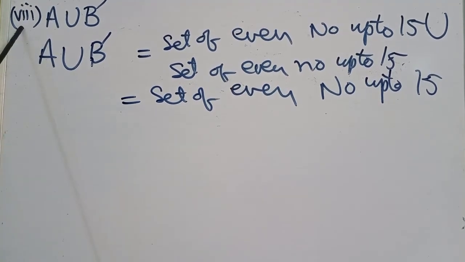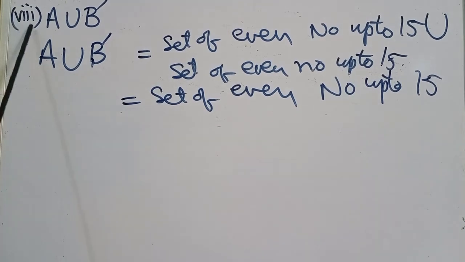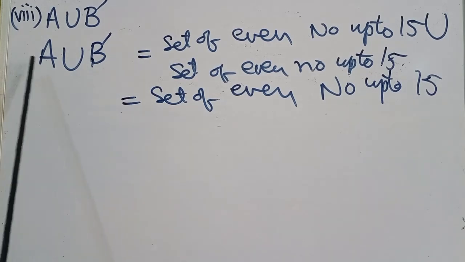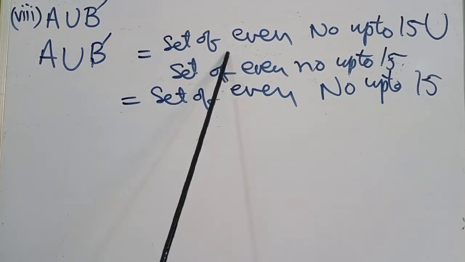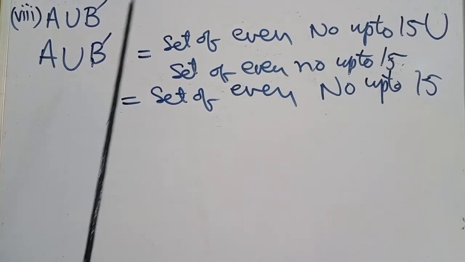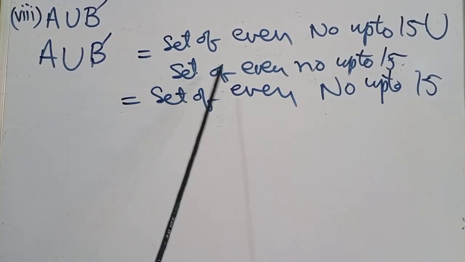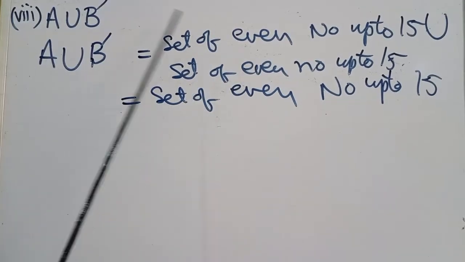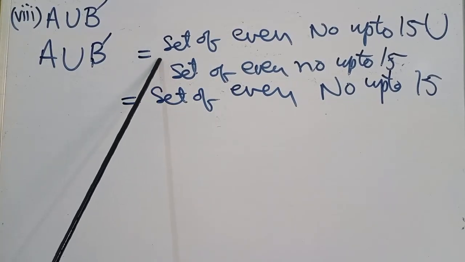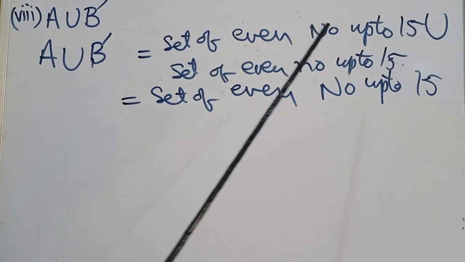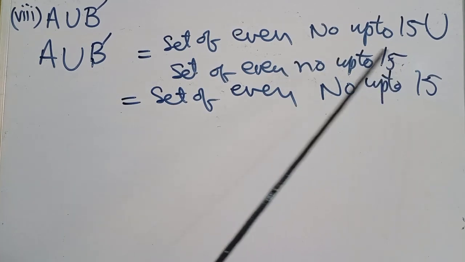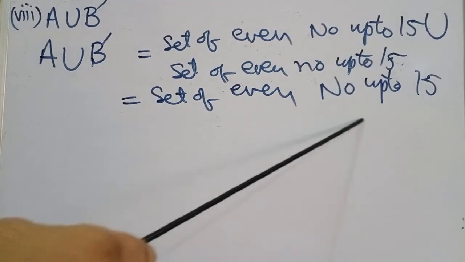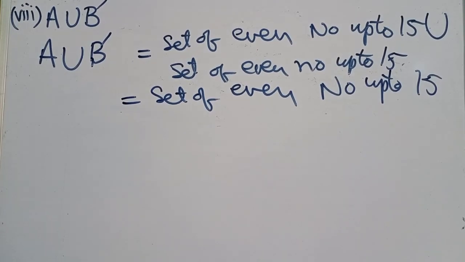Last part of question number 4, part 8, A union B complement. A union B complement is equal to set A, set of even numbers up to 15, union set of B complement. We have set of even numbers up to 15. The union of this is the same set, and union contains all elements of both sets. So we have set of even numbers up to 15, and this completes our exercise. Question number 4 is completed. Exercise 5.1 is completed.